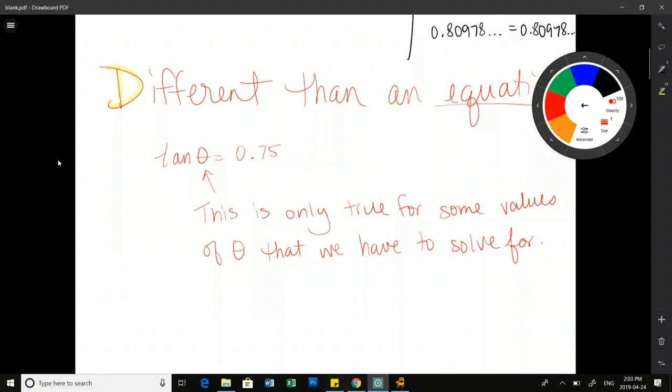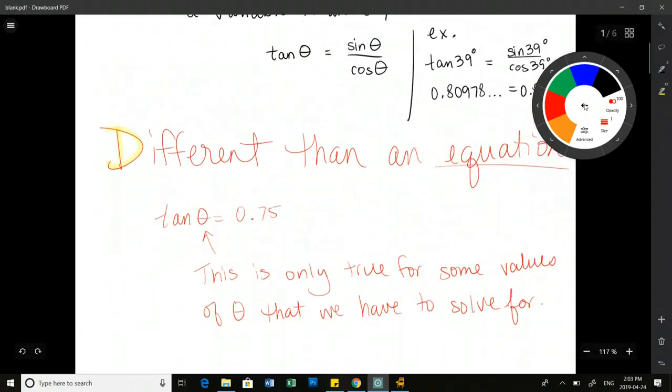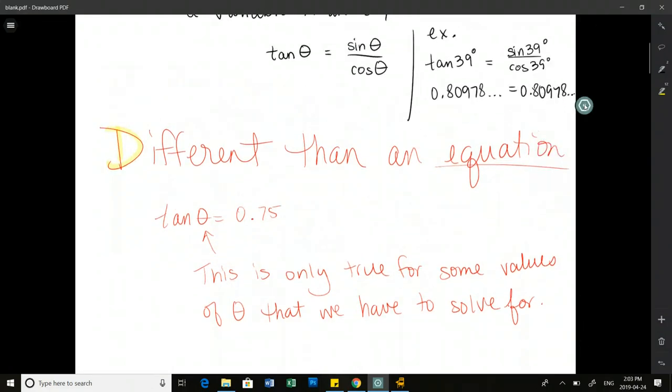Okay, so identity versus equation. An identity is true for all values of your variable. It can be theta, it can be an x, it could be a y, whatever, it doesn't matter. And it's showing you that something is equal to something else, okay? In the example that I gave you, tan of theta is equal to sine of theta over cos of theta for any theta I could possibly ever choose. But an equation is only true for some values of theta that have to be solved for.